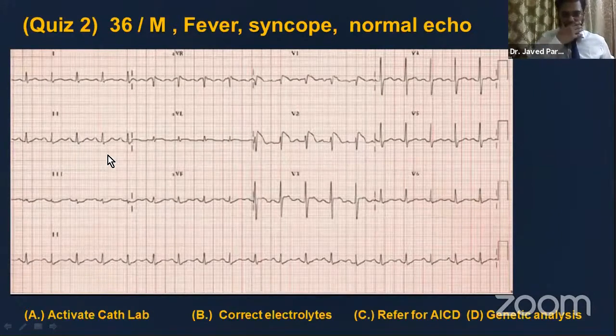This is a patient who is young and the syncope occurred in a febrile episode. As I'll show in the subsequent slides, even with this ECG and this history, we can clearly come to the diagnosis of Brugada syndrome. We don't need a genetic analysis. I've just put that there to confuse, but none of them opted for that. So clearly you can go with this ECG and this much history, you can refer this patient for an ICD.